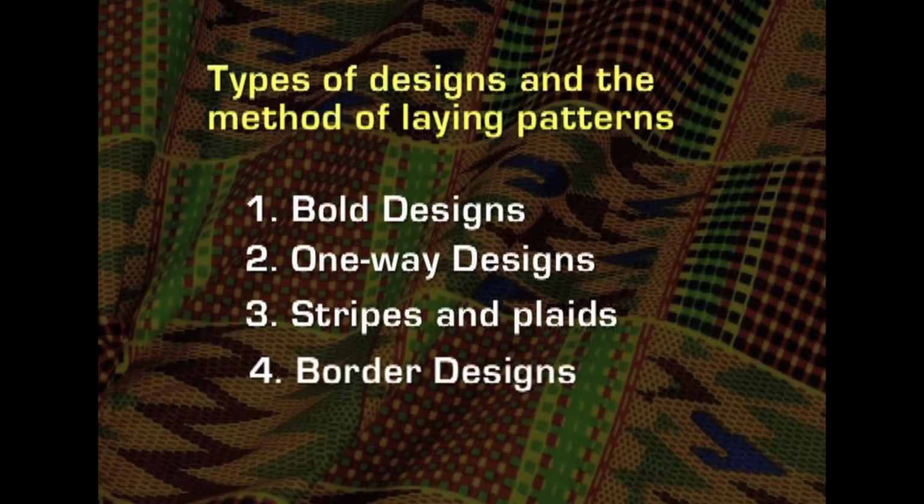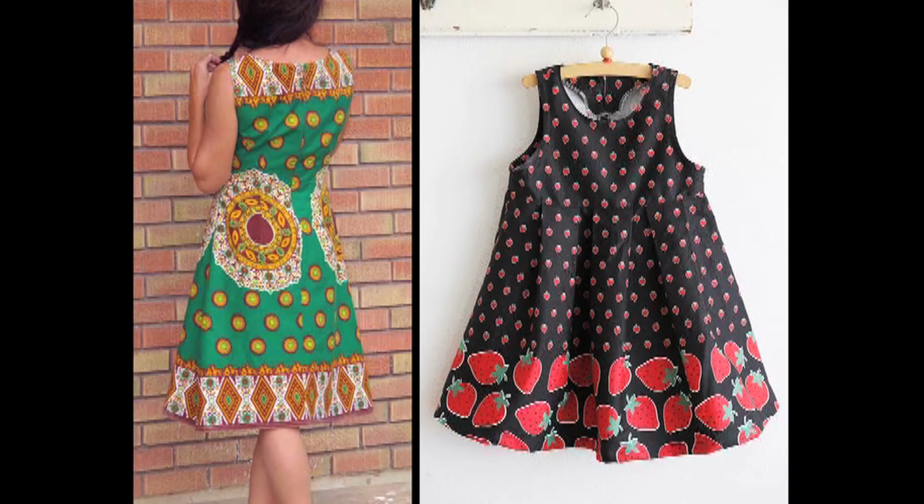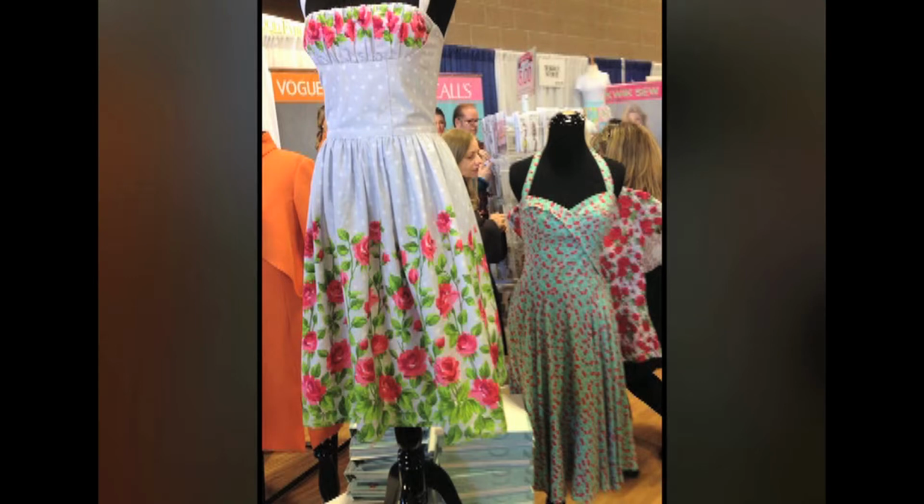Coming to the border designs. These designs run along one selvage only. They can be woven or printed. The design can be used along the hemlines of the bodice, skirt and sleeve pattern. In order to maintain the design line, some patterns like yokes and collars are to be cut on straight grain.